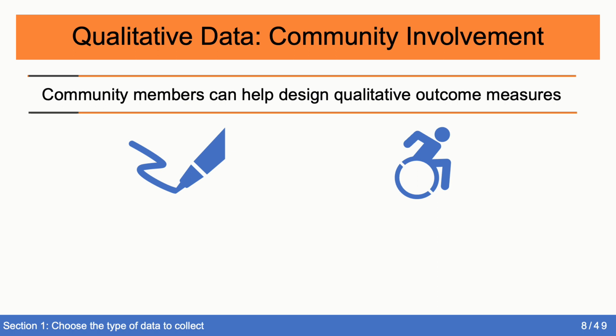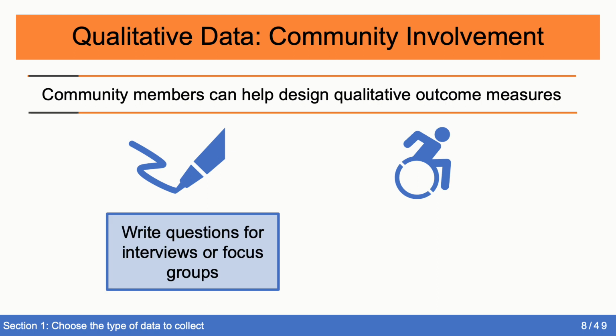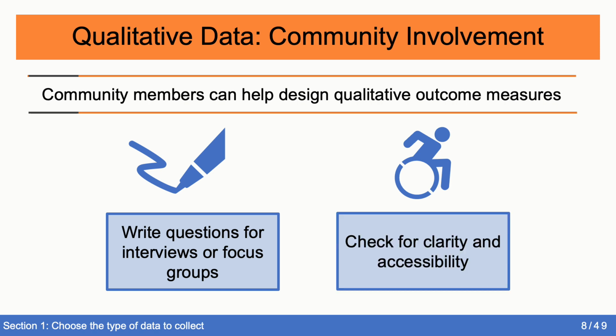For qualitative measures, community members can help create the questions that will be asked in interviews or focus groups. This ensures that researchers collect information that is important to the community. They can also check that qualitative measures are asked in a clear and accessible way. This may be especially important for autistic participants who may have different communication preferences than non-autistic participants. Community members can also be part of the team that looks for patterns in the qualitative data. We'll talk more about that when we discuss data analysis in the next module.